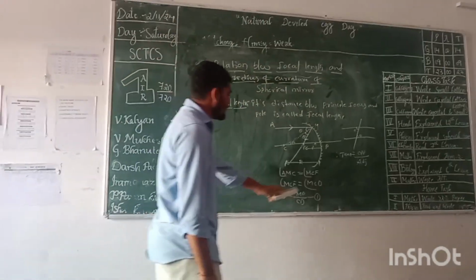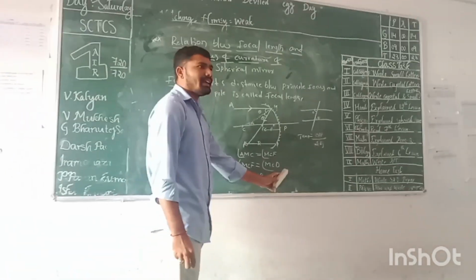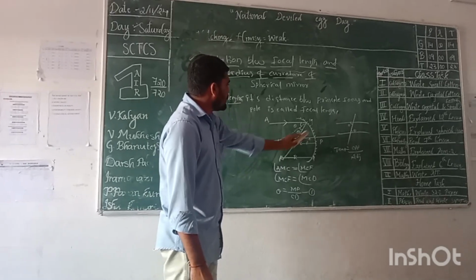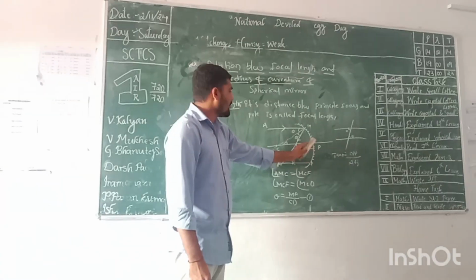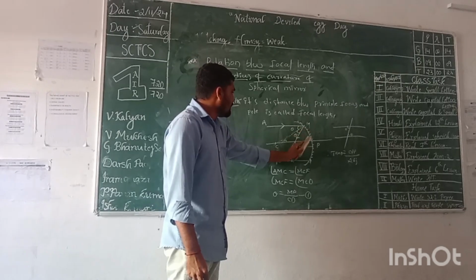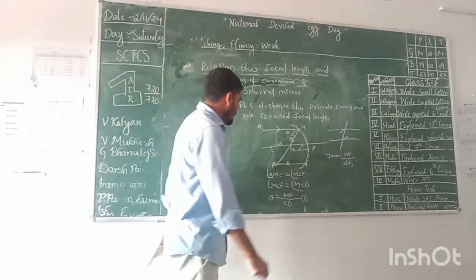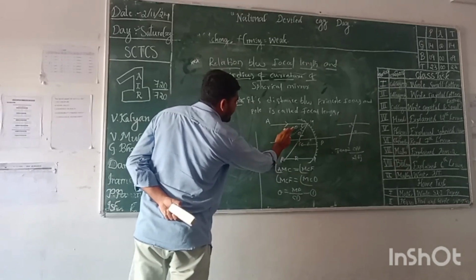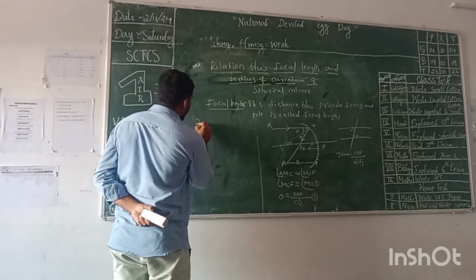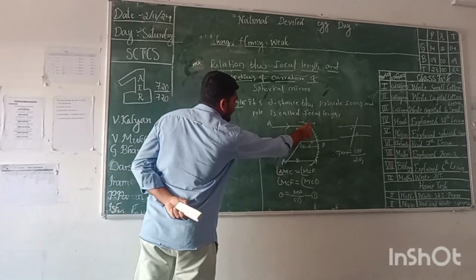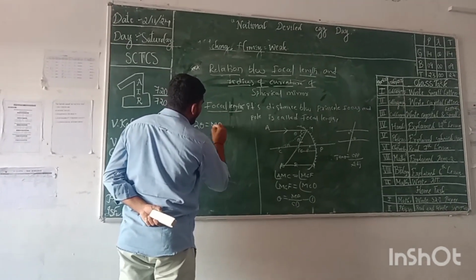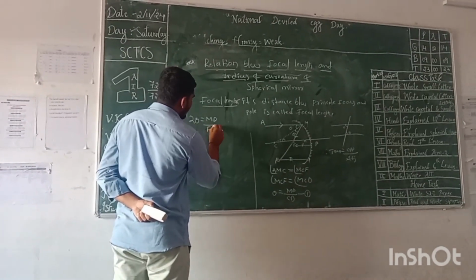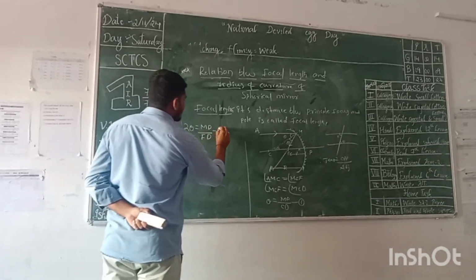Equation 2 comes from triangle MFD, with sides MD and FD. We know the angle here is 2 theta, so tan 2 theta is equal to MD by the adjacent, which is FD. This is equation 2.